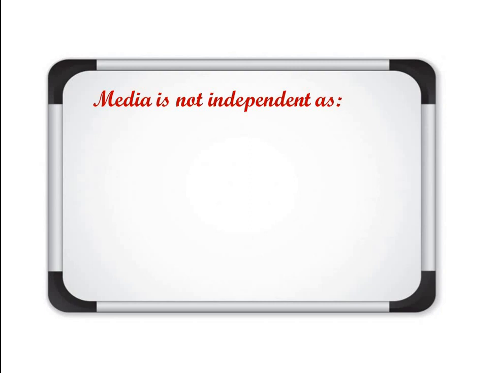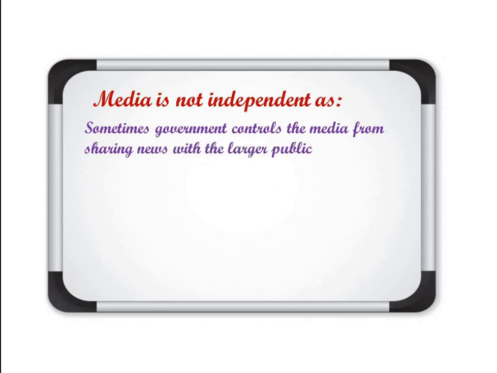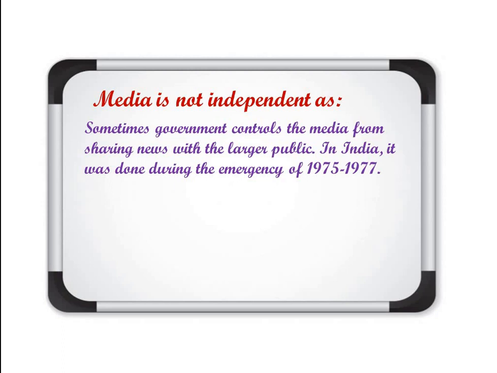What type of control can we see here? Sometimes the government controls the media from sharing news with the larger public. In India, it was done during the emergency of 1975 to 1977. At that time, there was an emergency period in India, and the government controlled media from showing the different news to the larger public, because there were religious riots there. That's why it was controlled. So in some cases the government can control that, and that is known as censorship also.